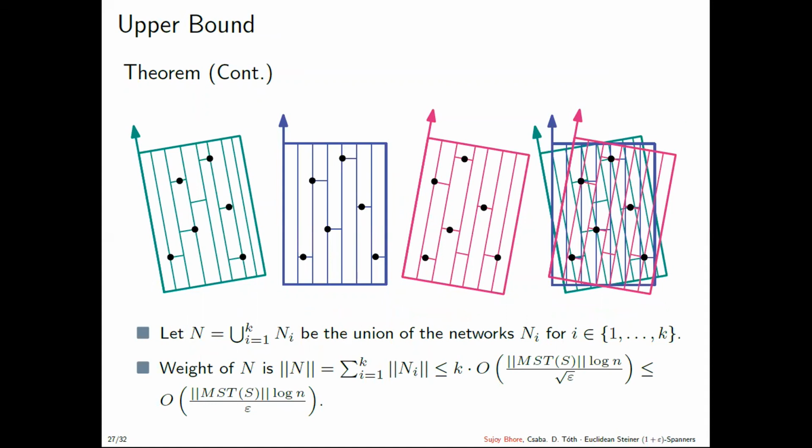So we take the union of the networks Ni that we just argued about, one particular Ni for every value of i to k. So now the weight of N is basically the summation from i equal to 1 to k of the weight of Ni, and that is at most k times the order of the weight of the MST times log n divided by square root epsilon, which is again at most order of MST of S times log n divided by square root epsilon.